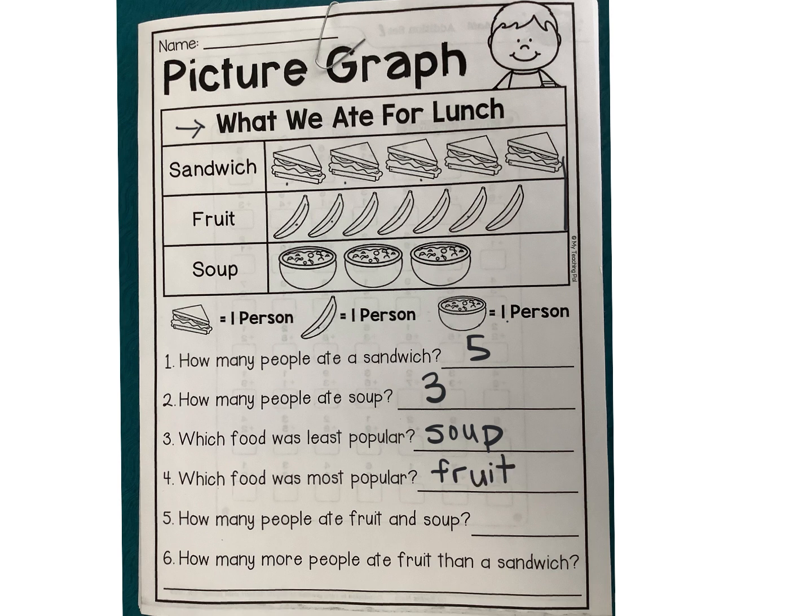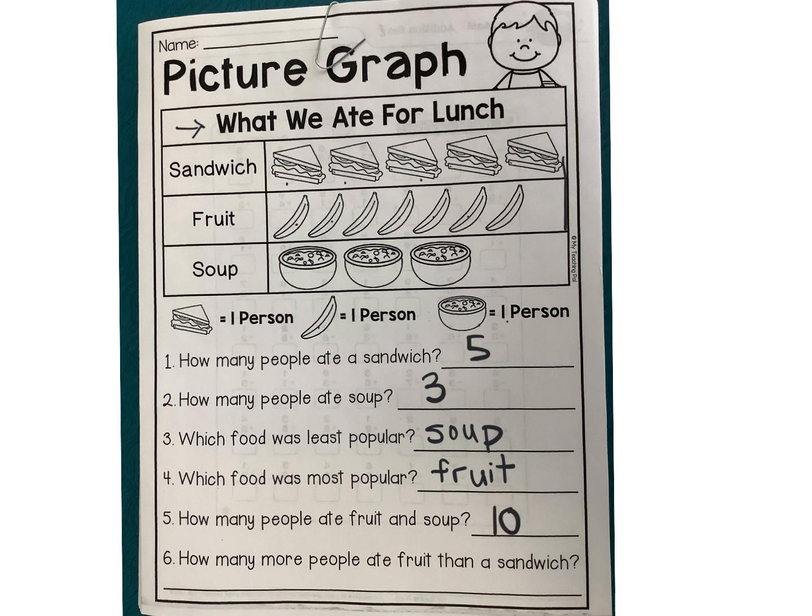Good. So number 5 says, how many people ate fruit and soup? So how are we going to find? Remember yesterday when I said, you see the word and, that means you're going to do an addition problem. So we need to count the amount of fruit plus the amount of soup. So we said that there were 7 fruits and 3 soups. And that sounds like 10 friends. So how many? 10. Very good.